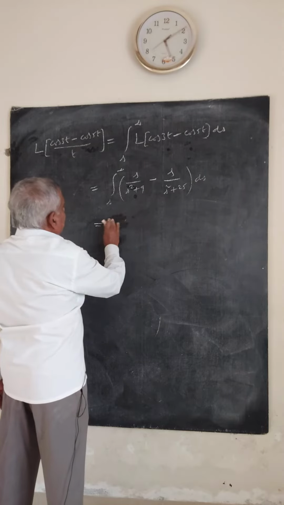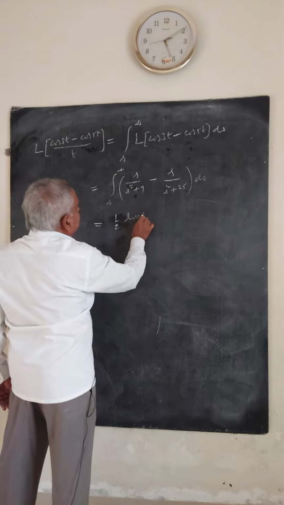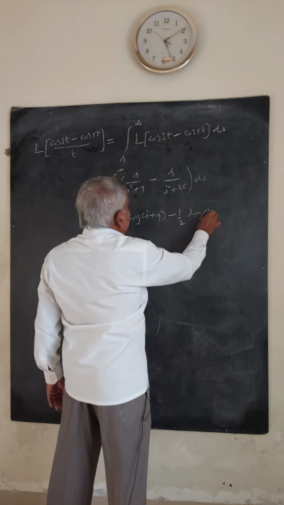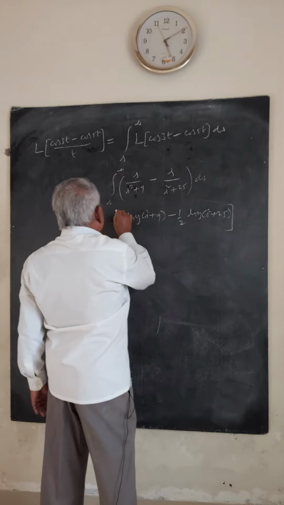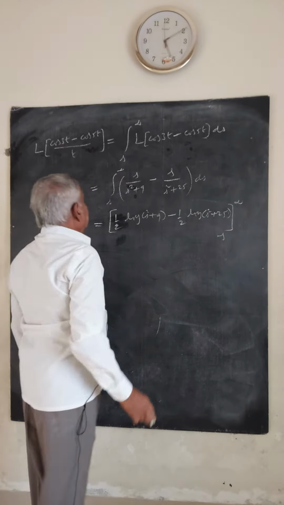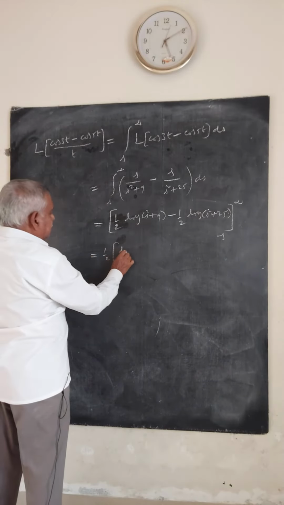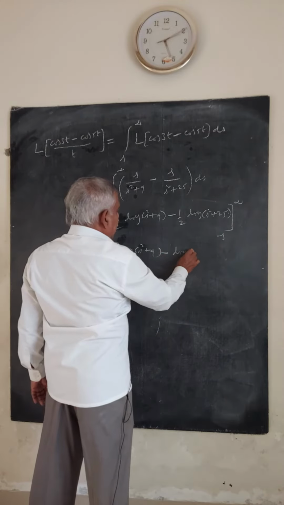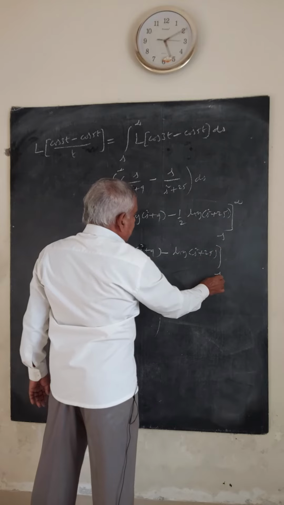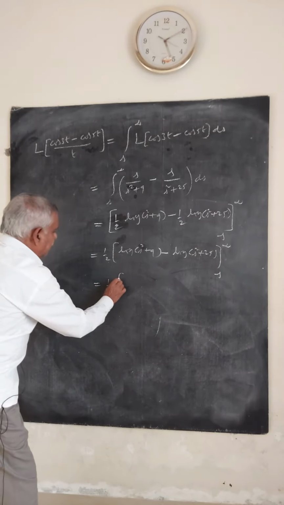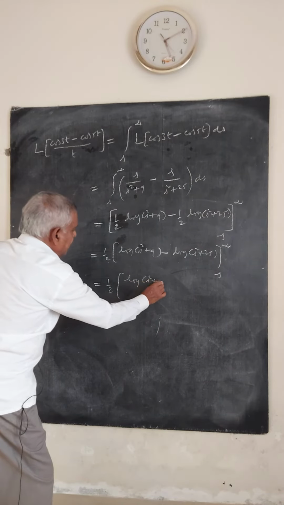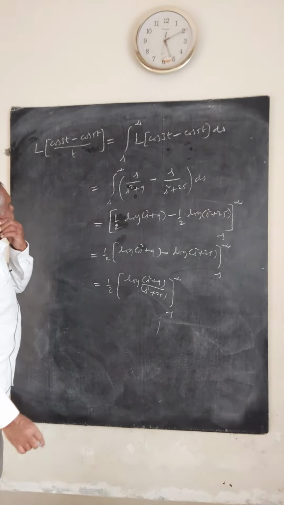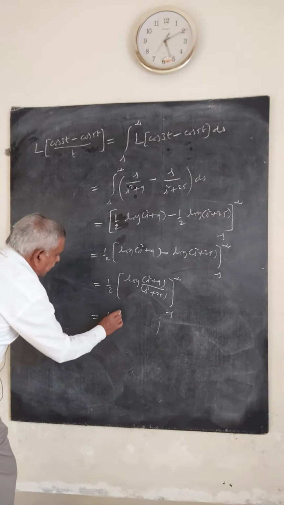Therefore, 1 by 2 log of s square plus 9 minus 1 by 2 log of s square plus 25, limit s to infinity. 1 by 2 is taken out: log of s square plus 9 minus log of s square plus 25, s to infinity. That is 1 by 2 log of (s square plus 9) divided by (s square plus 25), s to infinity. Equal to 1 by 2.